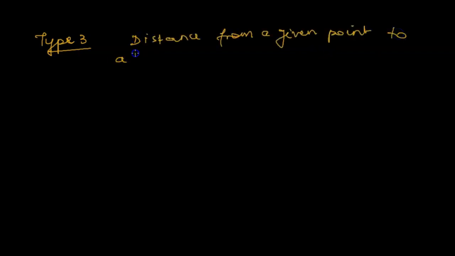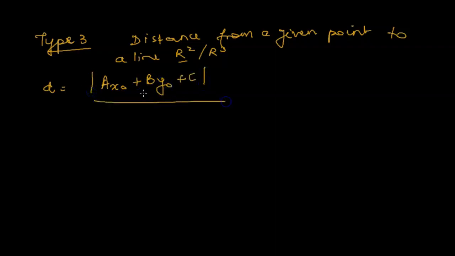Next, we have to determine the distance from a point, for which we will be given the coordinates, to a line. The line could be in 2 space or 3 space. This is very simple because for this we just have to know the formula. And the distance formula for a line in 2 space is the magnitude of ax naught plus by naught plus c, the whole thing divided by root a square plus b square.